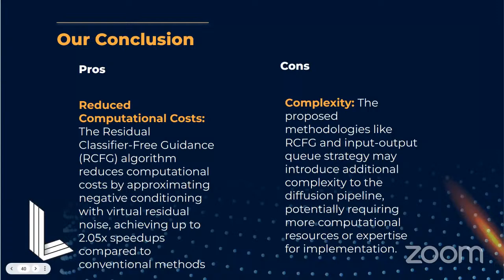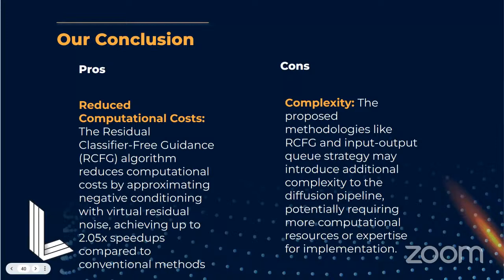The cons here now, we look at the proposed methodologies like RCFG, an input-output queues strategy, may introduce additional complexity to the diffusion pipeline, potentially requiring more computational resources or expertise for implementation, which is the fact, because when you need quality, you need to input the cost. It comes with the cost. Quality comes with the cost incurred.